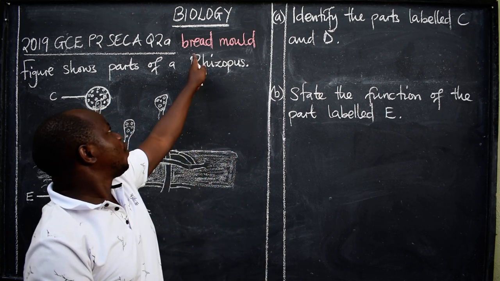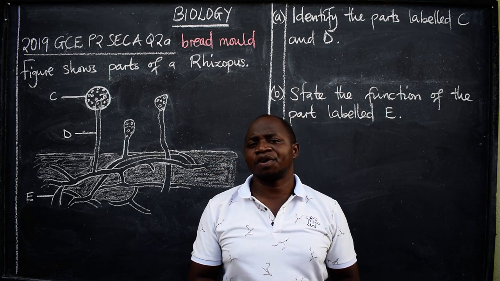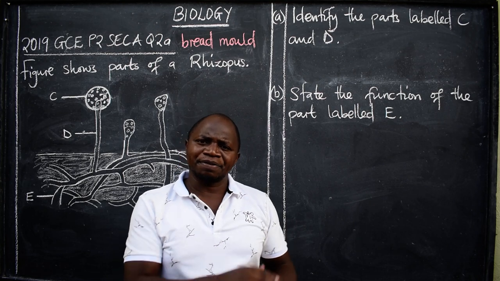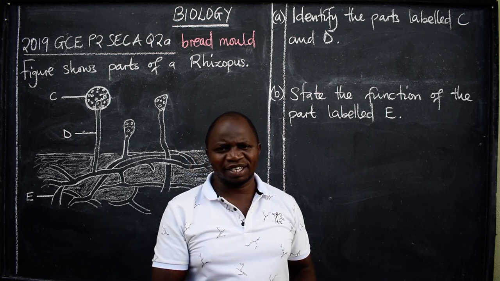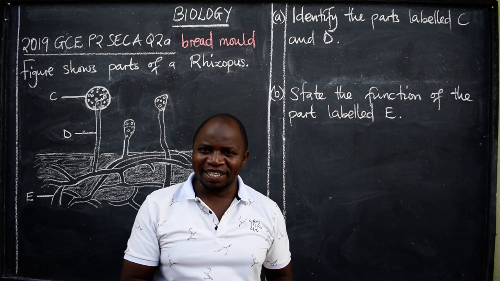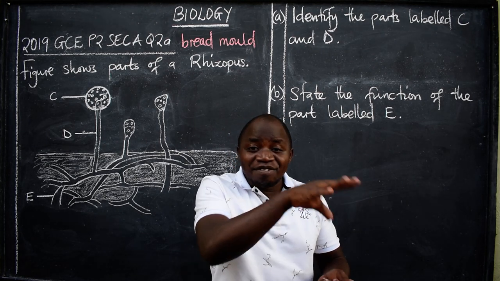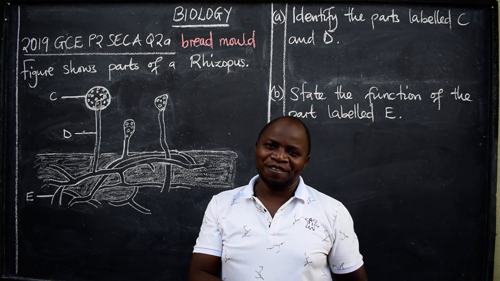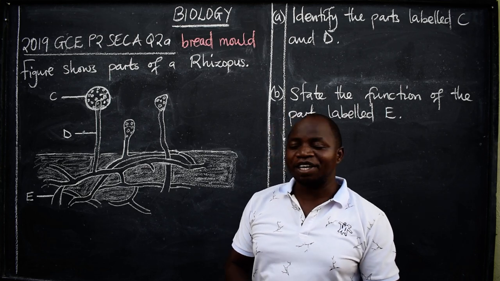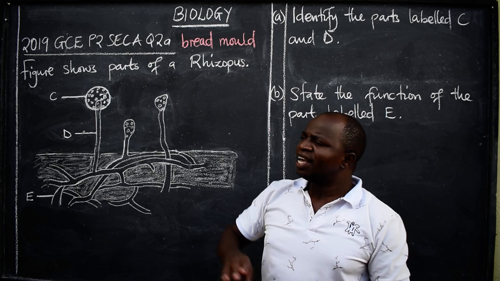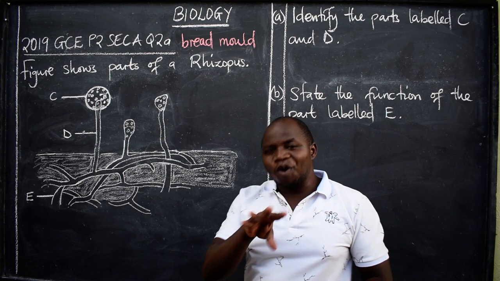Okay? When you get some slices of bread, put them at one point or place for some days. Let's say 5 days, 10 days. You will be able to see some changes, right? There will be certain new living organisms that will develop there. That is the rhizopus that we are talking about here, that we want to discuss. Let's now define it. What is a rhizopus? It is a living organism.